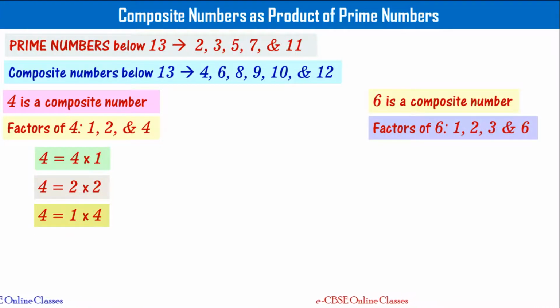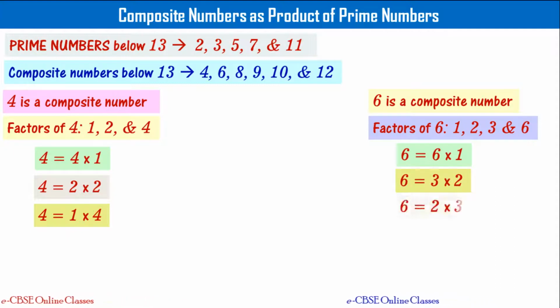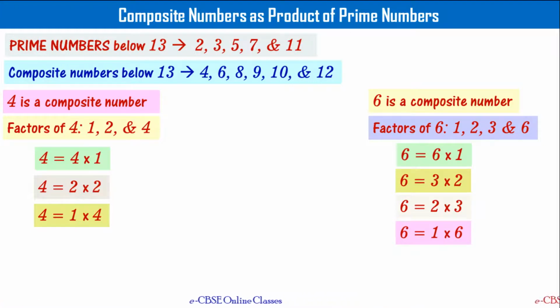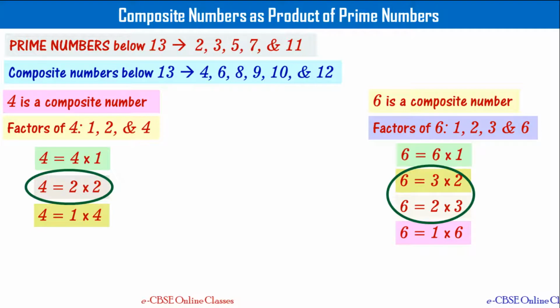Similarly, we have seen that 6 is also a composite number and factors for 6 are 1, 2, 3 and 6, right? It means that 6 can be written as 6 times 1, 3 times 2, 2 times 3 and 1 times 6, right? Now let's go back to the 4 side and you see 4 is expressed as product of 2 and 2, right? Where 2 is a prime number. Similarly, here 6, which is a composite number, is expressed as a product of two prime numbers, 3 times 2 or 2 times 3, right?